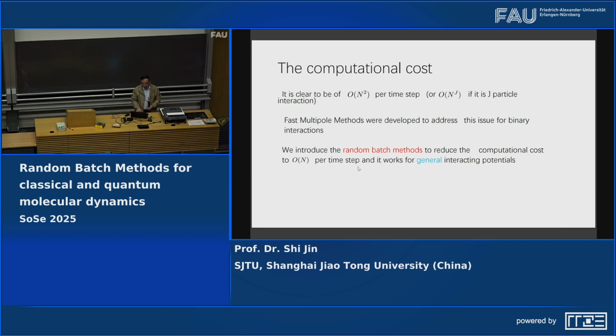So today I will show you a method we introduced. It's called the random batch method. All right. So the goal is to reduce the computation from N squared to O(N). And actually it's a very simple method and also very general. It works for all different forces, all different potentials. Okay.